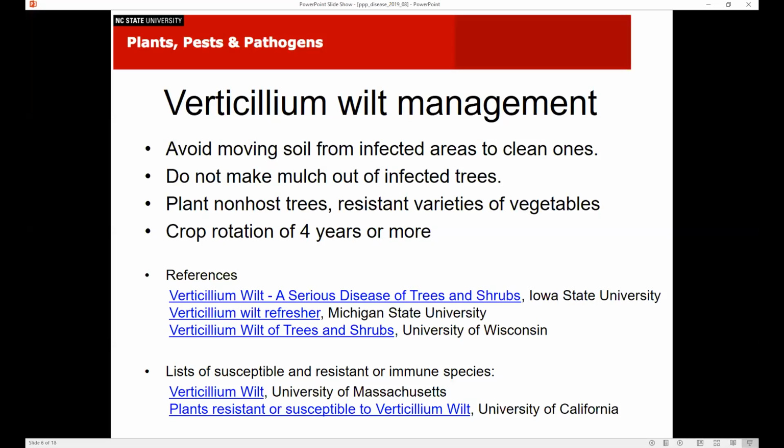Some of the references, and we can put these out after the program, the actual links, but the Iowa State University, Michigan State, and University of Wisconsin have some publications about this. And if you're particularly interested in lists of plants that are susceptible or resistant or immune, then the longer lists are in the publication by the University of Massachusetts, and also a very long list published by the University of California.